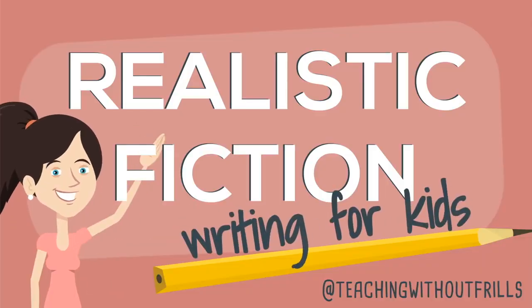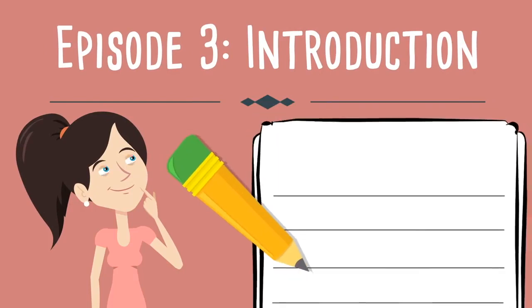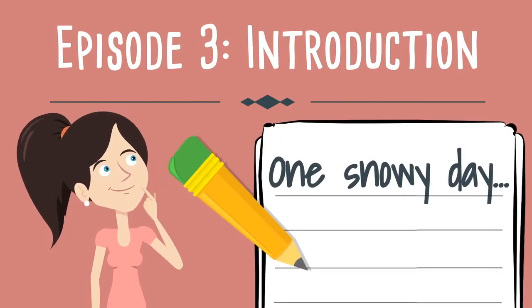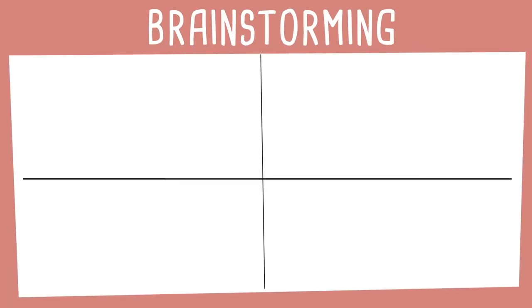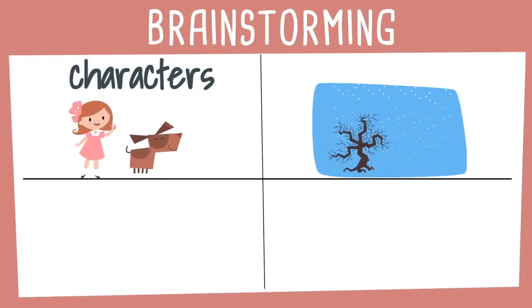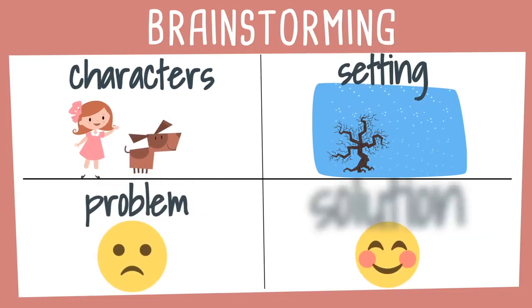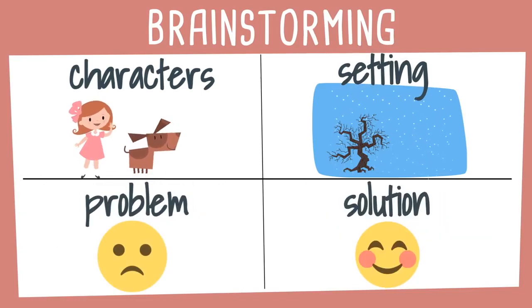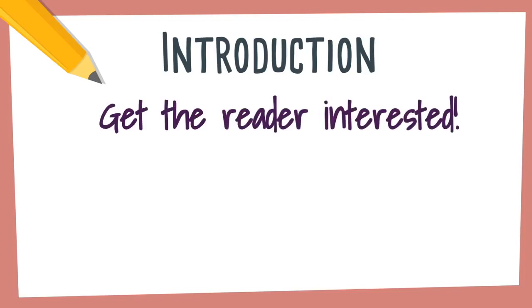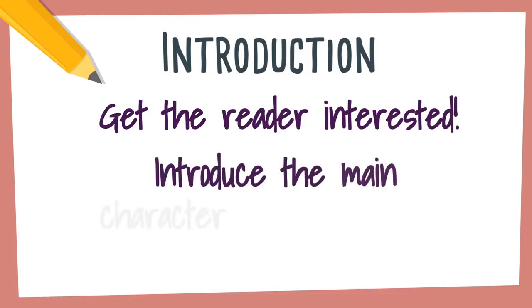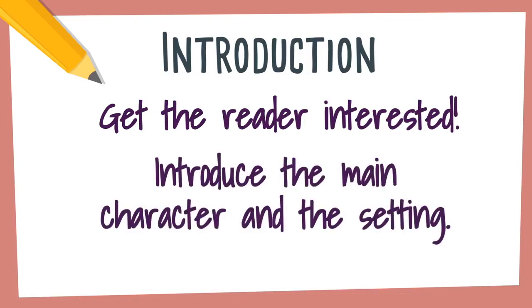Realistic Fiction Writing for Kids, Episode 3, Writing an Introduction. In the last episode, I started brainstorming some ideas. I thought about the characters, setting, problem, and solution I wanted to include in my story. Now I'm ready to start writing, but I need to begin with an introduction. A good introduction will get the reader interested in reading your story. The introduction should also introduce the main character and the setting.